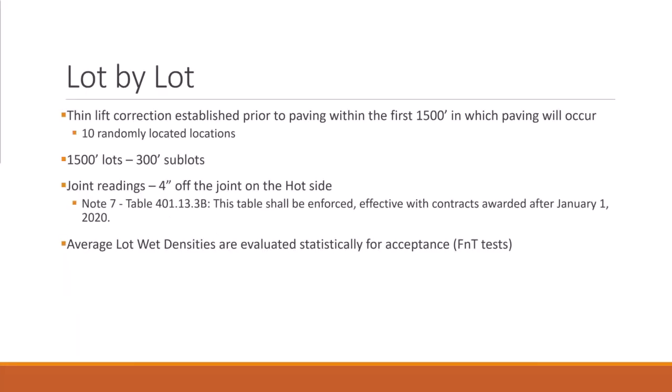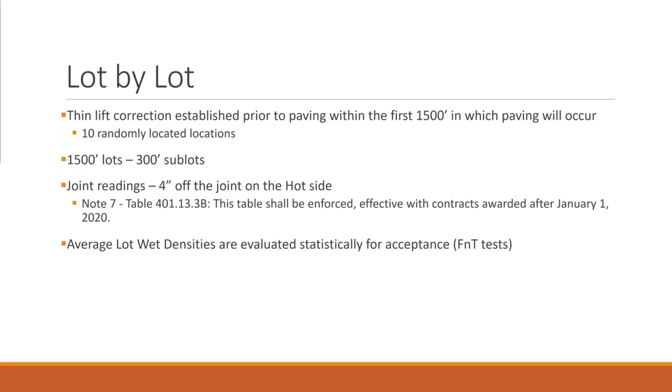just a little bit of a summary to go through real quick. For lot by lot, we'll do the thin lift gauge. That will be established in the first 1,500 feet of paving, and there'll be 10 randomly located samples to establish that. Then there's 1,500 foot lots for quality control and quality acceptance. Each one has 300 foot sublots. Those are normal lots. There can be adjustments made in the field if necessary.